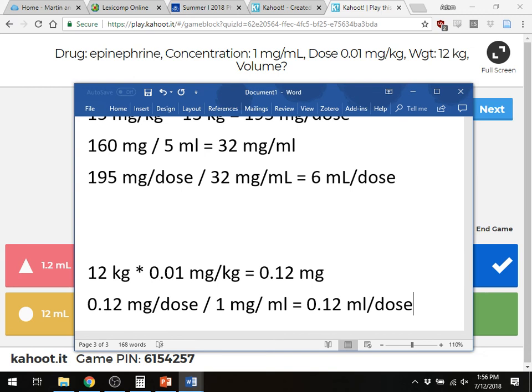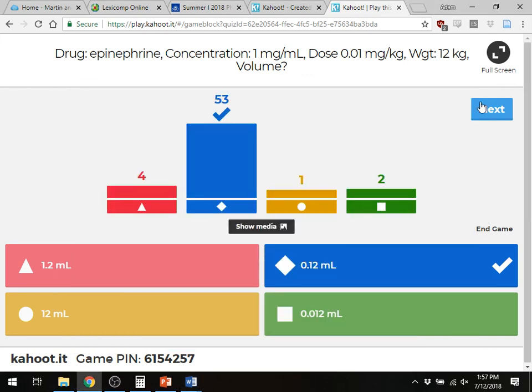That makes sense? Okay. So remember, unlike the acetaminophen, I did not have to do that division by 5 because, again, the concentration is already 1 milligram per mL, so I don't have to do anything there. So this one's actually a little bit easier, a little bit more straightforward. Okay?